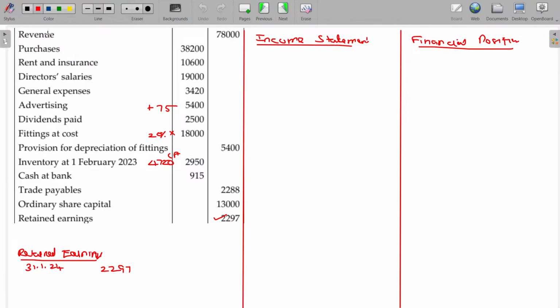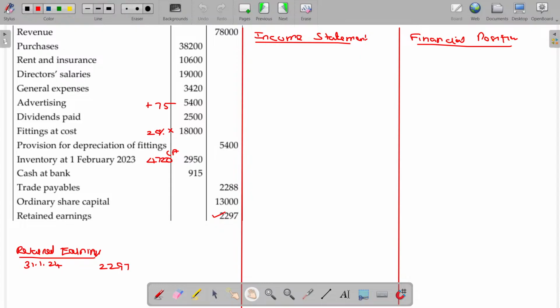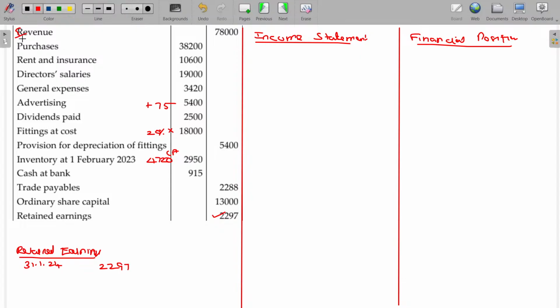Now revenue, income statement, purchases income statement, rent and insurance income statement, director salaries income statement, general reserve, general expenses income statement, advertisement income statement, dividends paid, adjusted in the retained earnings, and fittings at cost, non-current assets, inventory in the beginning and the end, income statement and current assets.